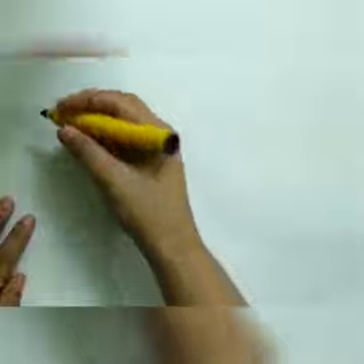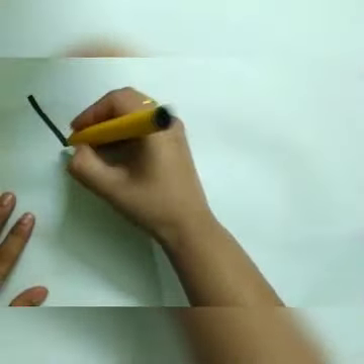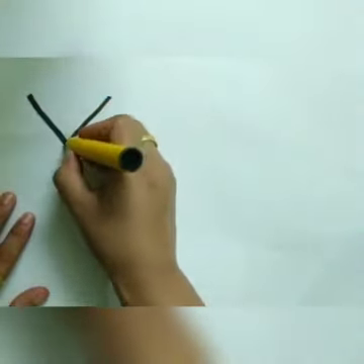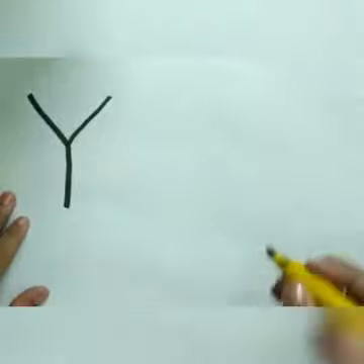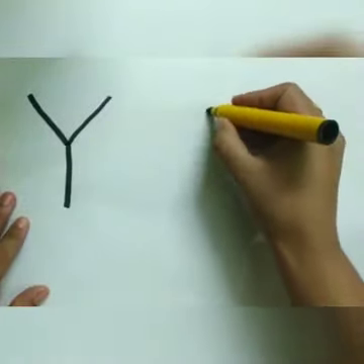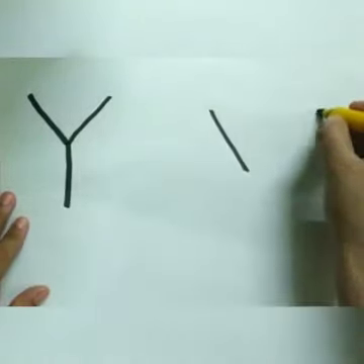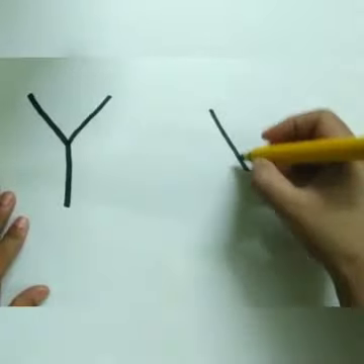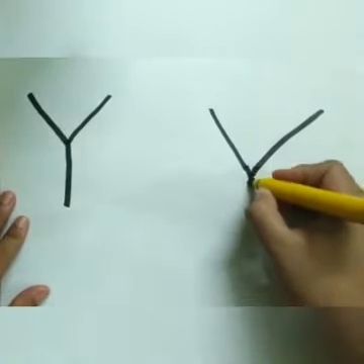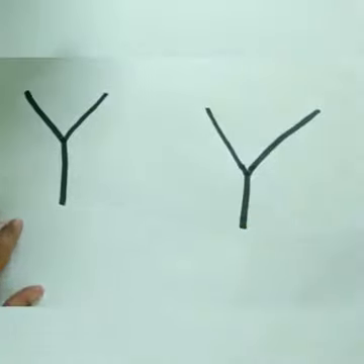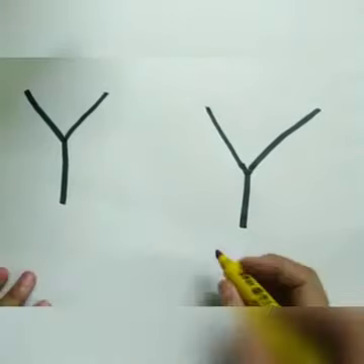For this, first we draw letter Y. Capital letter Y, like this. This is Y. Now I'm making here again Y for making a drawing with Y. Like this. Join these two lines. Make a standing line also, like this. Now I'm using another color for its drawing. You also use another color.